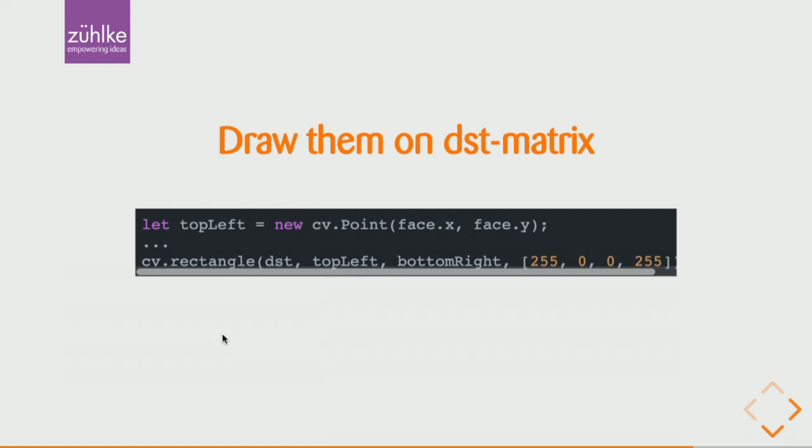We need 2 points. Here I gave you the code for 1 point. This is top left. How you get to the bottom right is your exercise. And this is the color, RGBA. So this will be red. You can do whatever color you want to there.